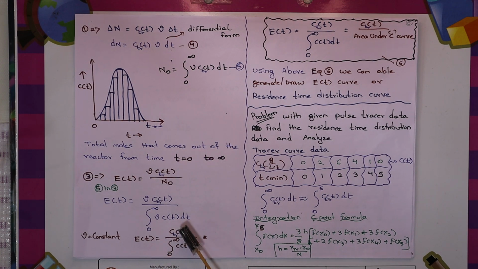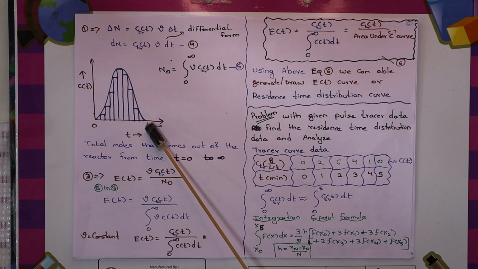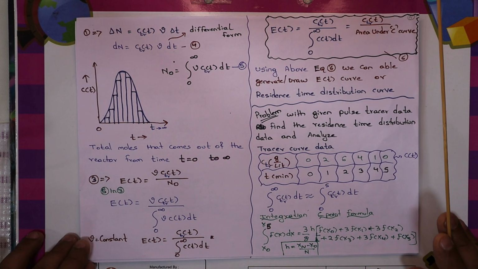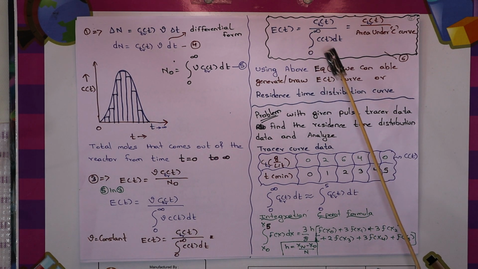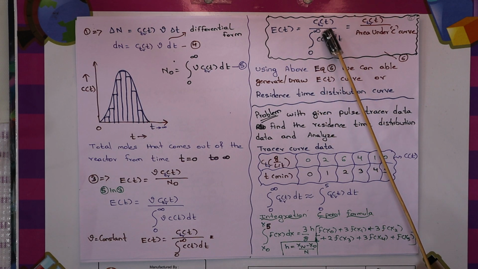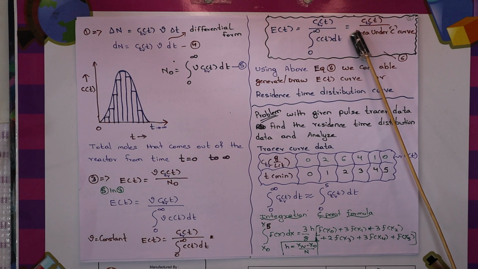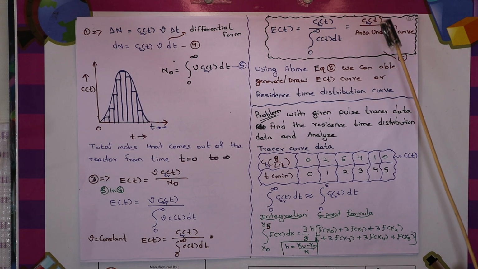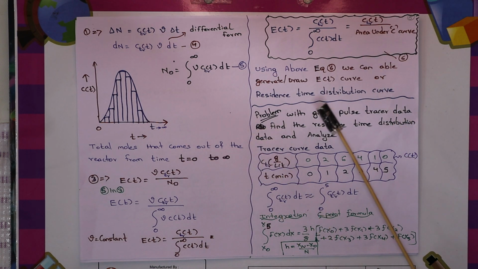Finally, you can get the E of t graph if you know the concentration of tracer at a particular time divided by the integral from 0 to infinity of C of t dt. What is the integral from 0 to infinity of C of t dt? It is nothing but the area under this particular curve, as you know, integration is nothing but area under the curve. So E of t is nothing but CTR divided by the integral from 0 to infinity of C of t dt, which is the concentration of the tracer at the specific time divided by the area under the curve.